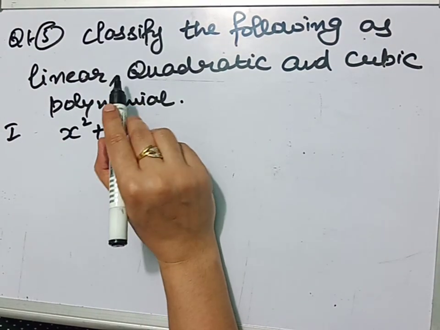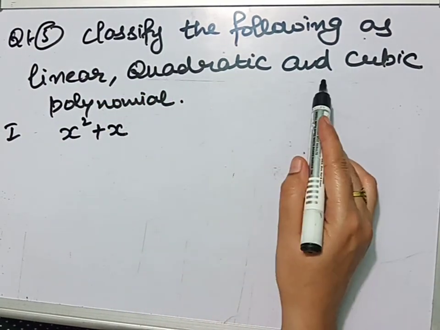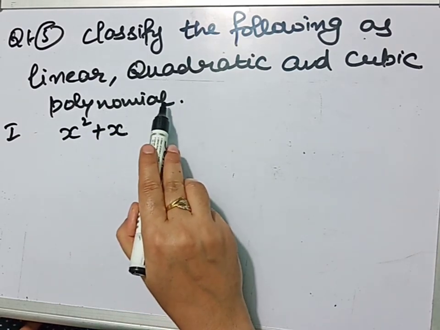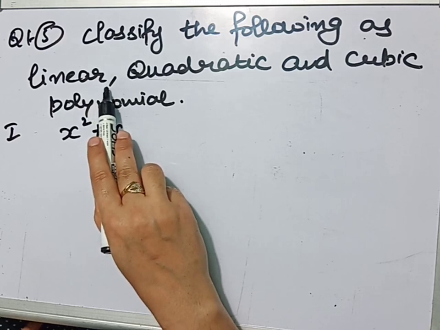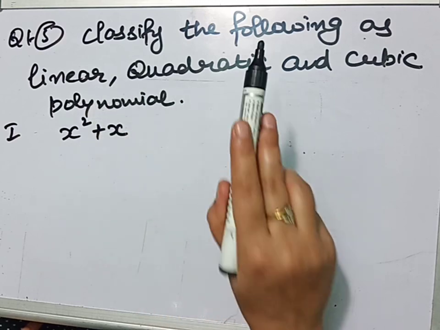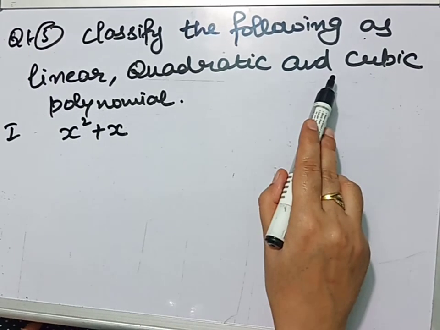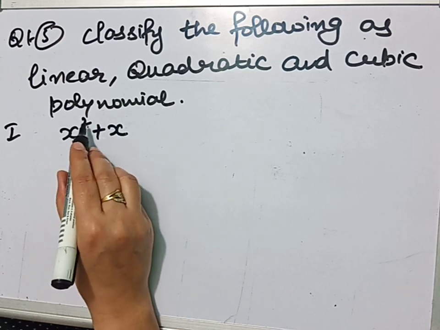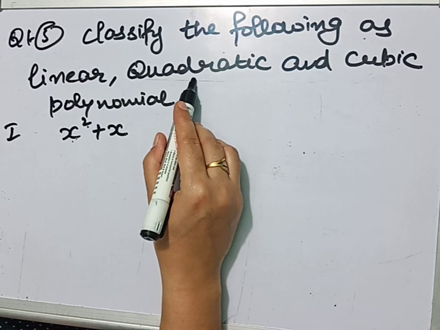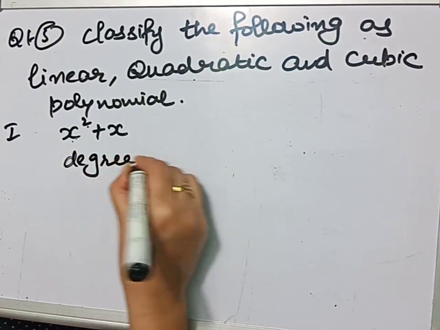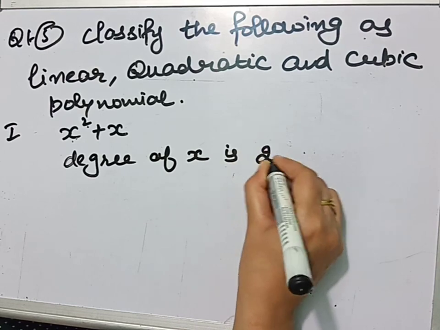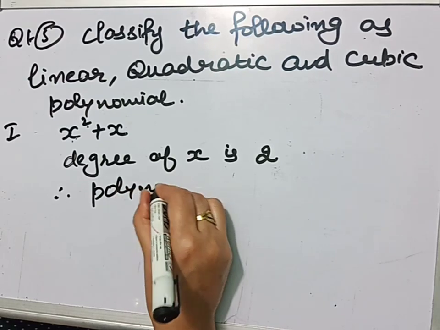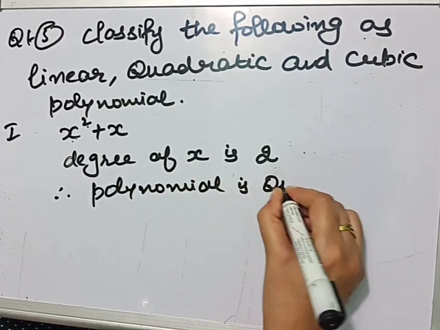Question 5 is, classify the following as linear, quadratic and cubic polynomial. Firstly, you should know what are linear, quadratic and cubic polynomials. Linear polynomial is of degree 1 and quadratic polynomial is of degree 2 and cubic polynomial is of degree 3. Now you can see here variable is x and degree is 2. Degree 2 is called quadratic polynomial. Degree of x is 2, therefore polynomial is quadratic.